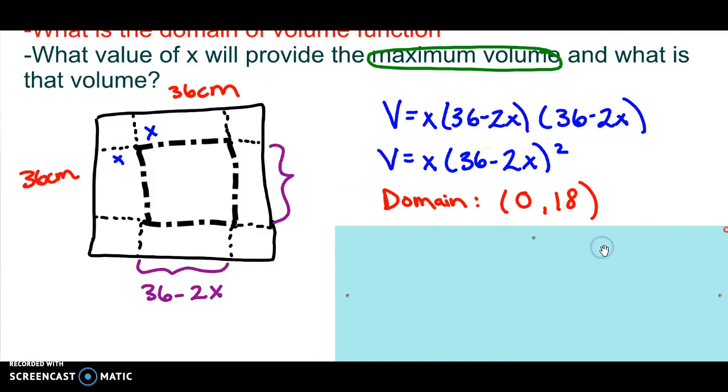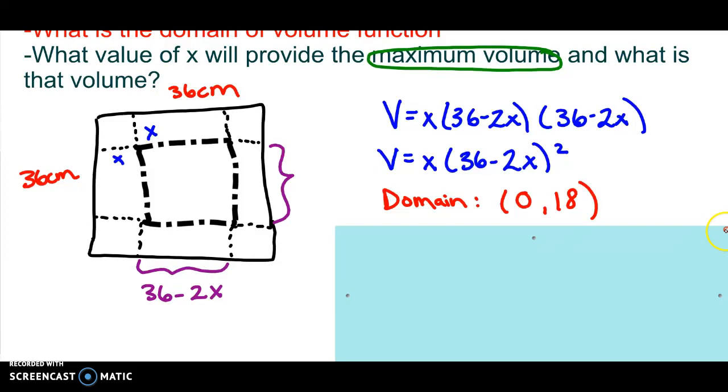Next, I found the domain. Okay, so I said that the domain was 0 to 18, not including 0 and not including 18. And we want to make sure that we understand what this means, right? We wouldn't be able to plug in values that are greater than 18 or less than 0. And if you don't really understand why, then plug them into your volume function. Let's see why that doesn't make any sense. And if you're unsure of how we got this, then let's chat.